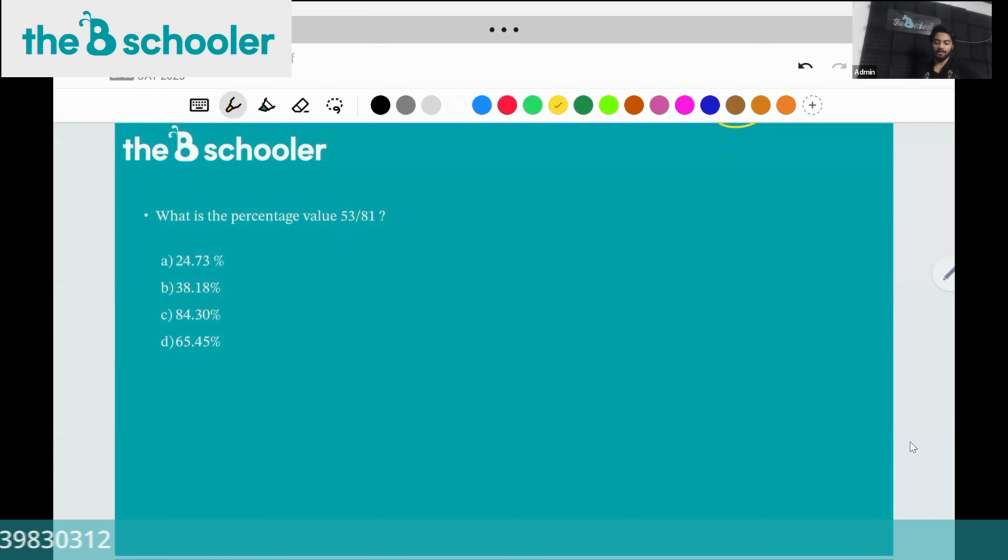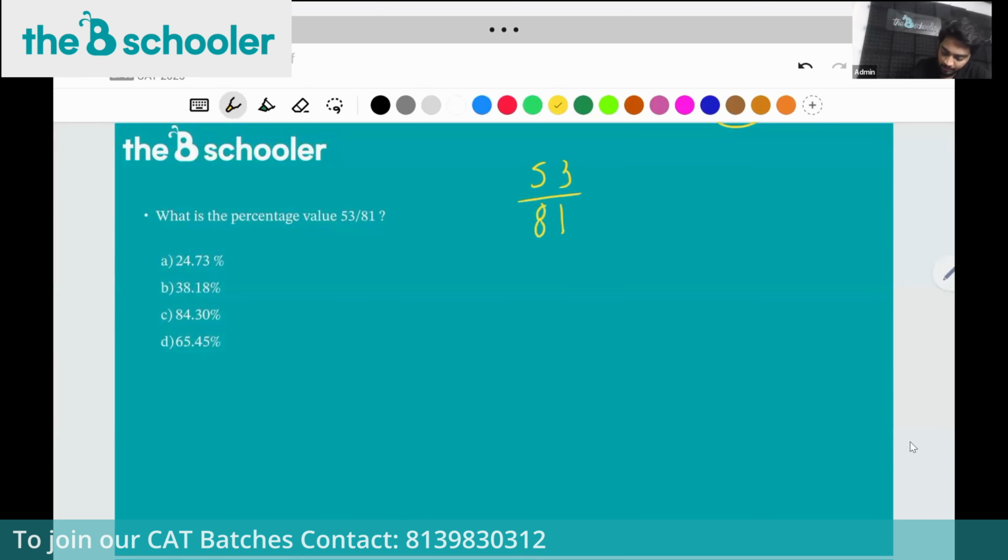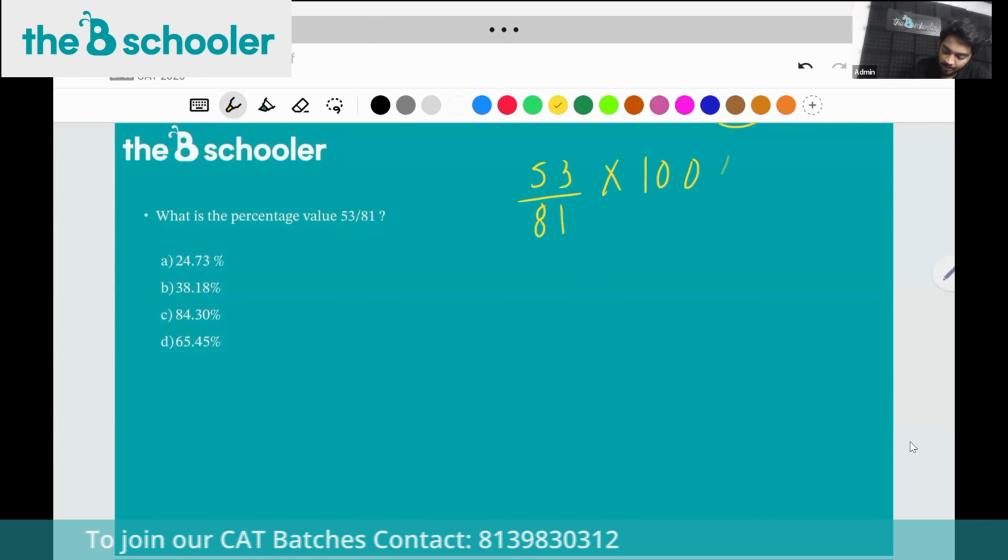Do this. See, what is the percentage value of 53 out of 81? Correct? But how do you calculate this? Simple, 53 divided by 81 into 100 percentage.